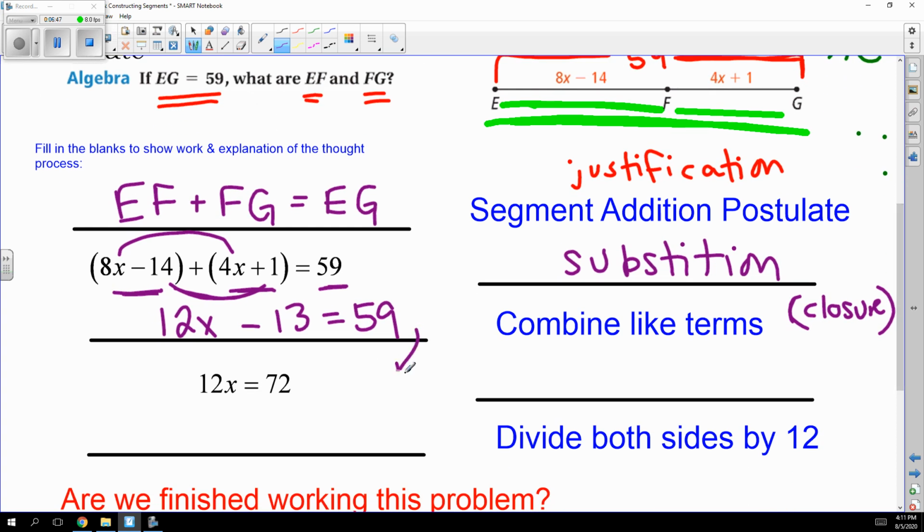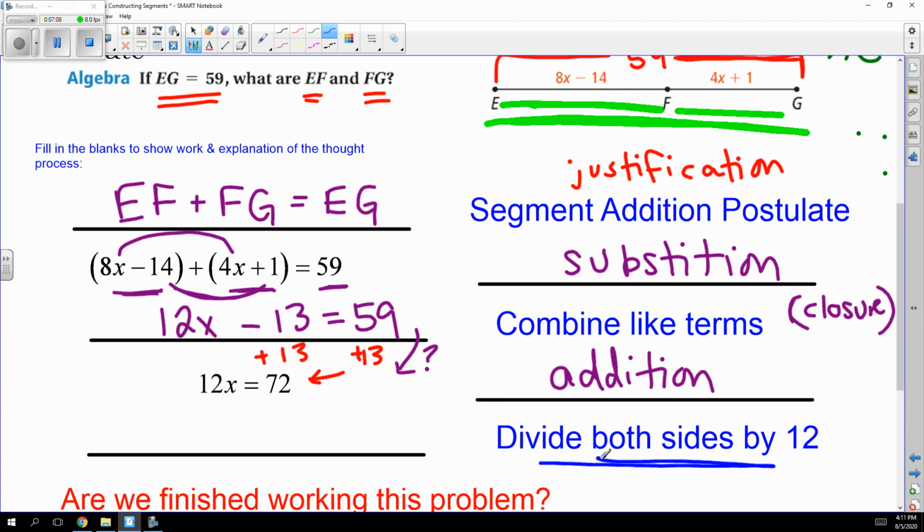And then on the next line, you notice what happened. How did I get from here to here? What was different there? Notice that if we add 13 here and if we add 13 here, that's how we get the 72. So what we used there was the addition property of equality. So I'm just going to say addition. And then you can tell I'm trying to give you a hint right here by dividing both sides by 12, that 72 divided by 12 is x equals 6.